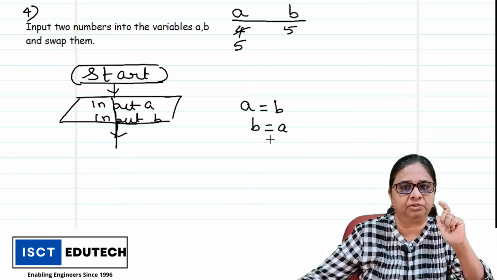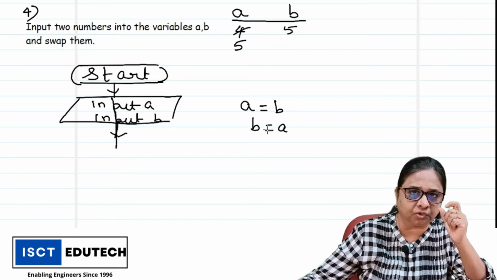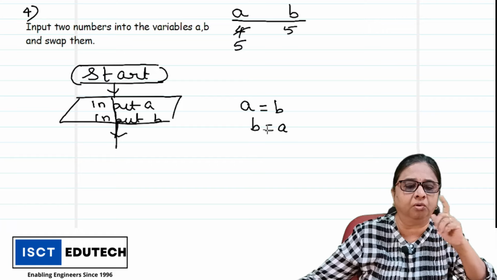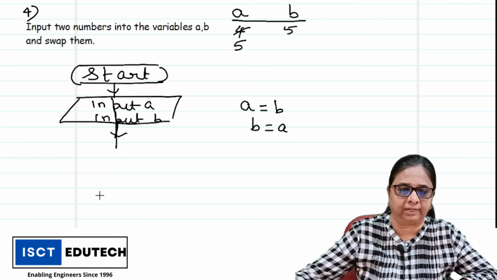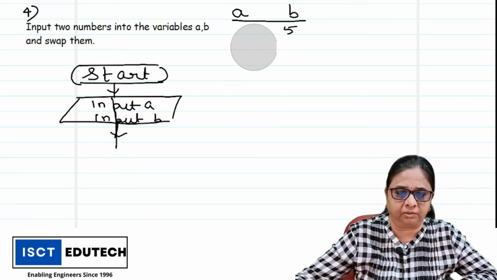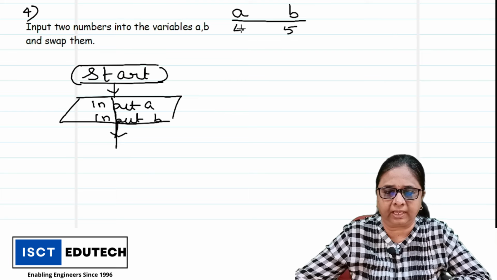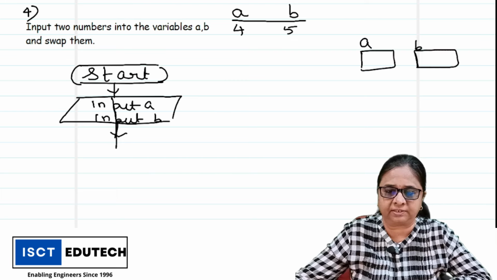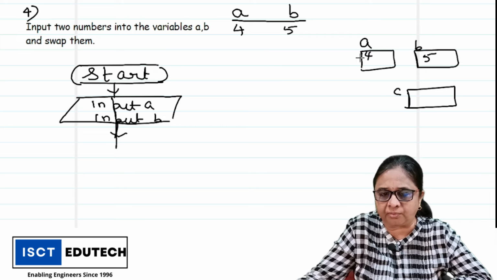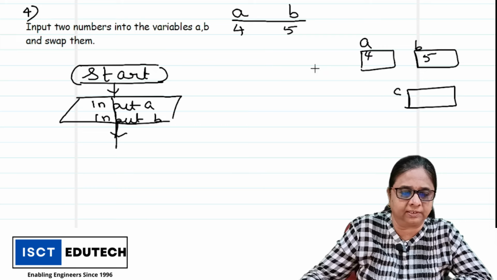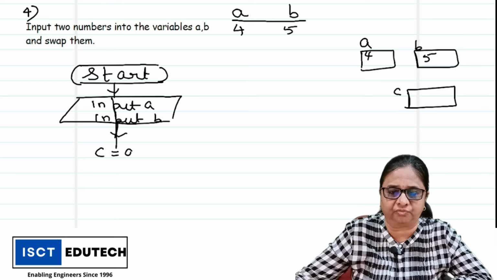So, for this what you do is, you take a third variable and use that to store the value of A so that you don't lose it. So, how do we do that? Let's look at it again. So, this is A, B, and let's take a variable called C. A is 4, B is 5. Transfer 4 to C. How do we write it? C equals to A. So, C becomes 4.